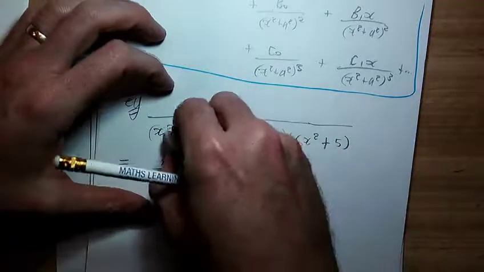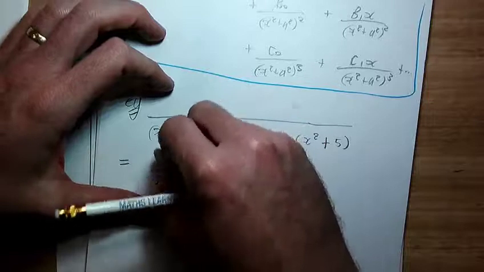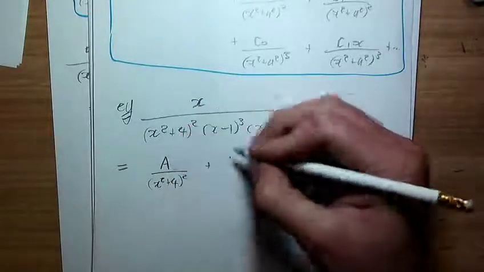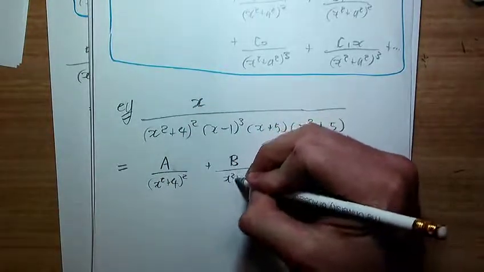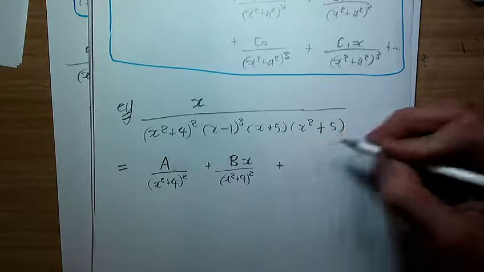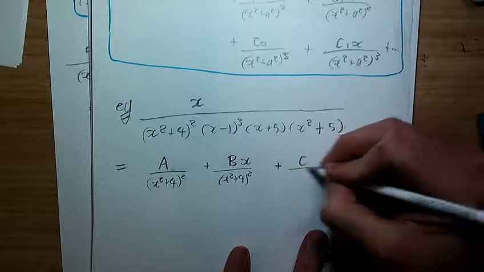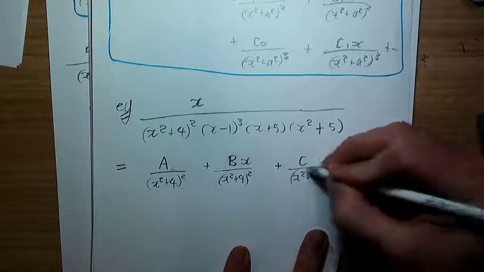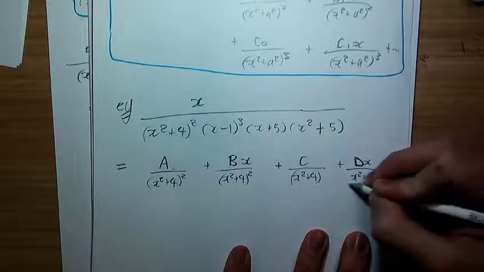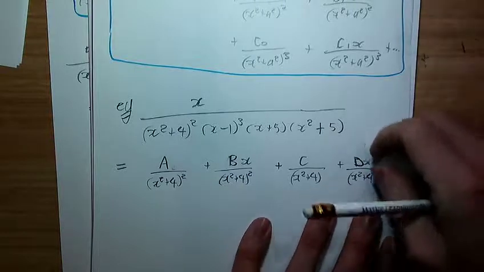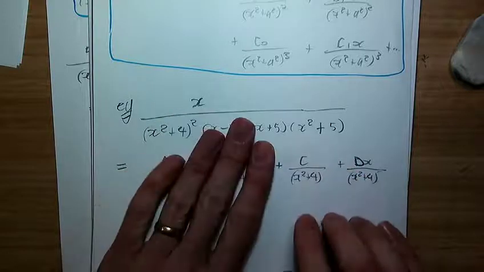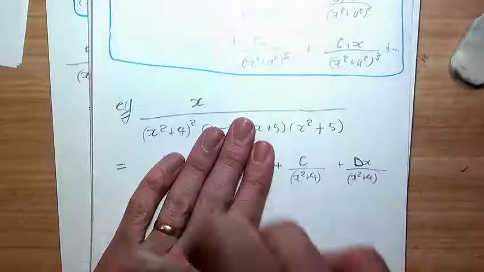Oh, damn it, my naming system's gone crazy. I'm just going to use all different letters for all of them and see how far I go. This went into this with an extra x, but I'm also going to have to do it for the single term. Okay, so I've done it for the quadratic, and I've got an a and a bx. I've done it for the single power, and I've got a c and a dx.